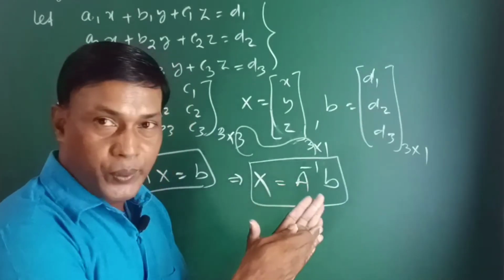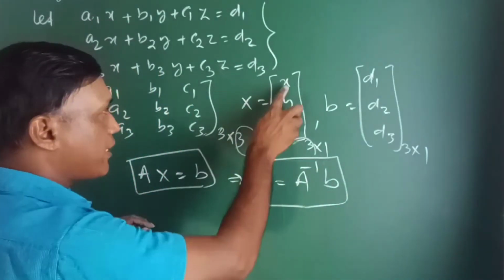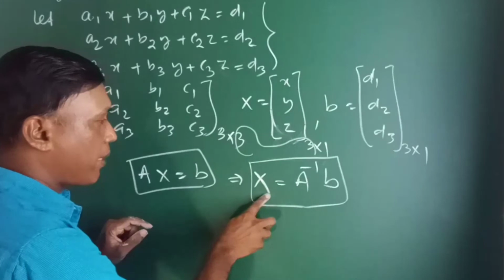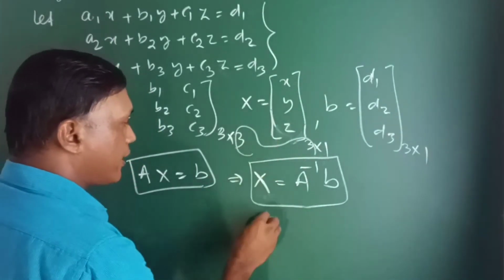Then multiply these two. If you multiply these two, what happens? Look here. The X matrix is the matrix of variables. What is the X matrix? It is the variables matrix. I am taking an example. X is like this.